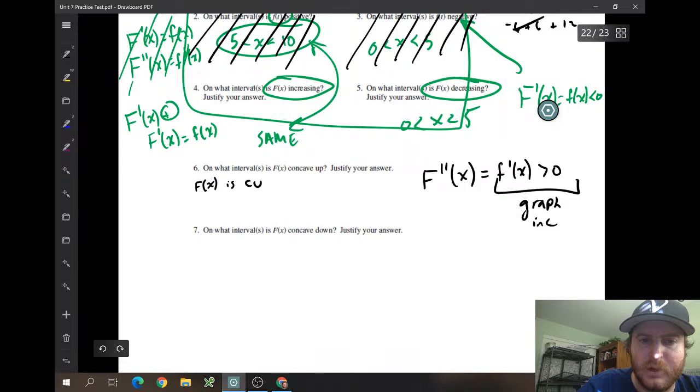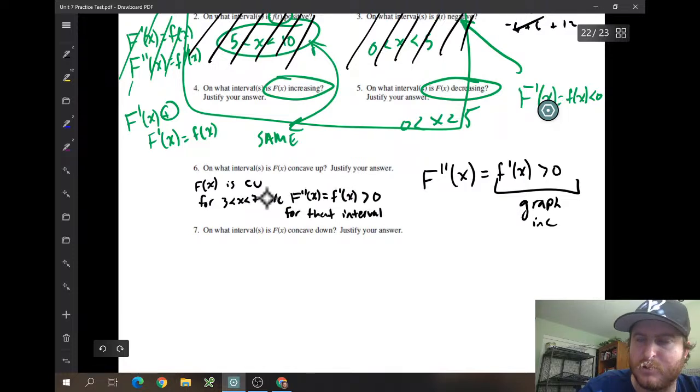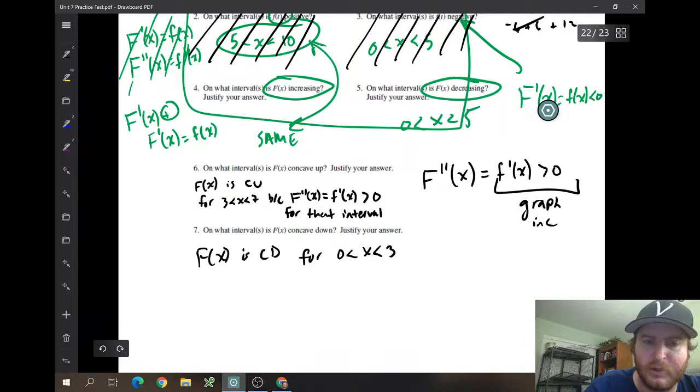Because, and then I like to do this, big F double prime of x is equal to little f prime of x is greater than 0 for that interval. So I always include both whenever I'm justifying these ones. And where is it concave down? Same thing, but just kind of the opposite. F of x is concave down when that graph was decreasing. So that's for 0 less than x less than 3, because big F double prime of x equals little f prime of x is less than 0 for that interval. Right, that's where the graph was going down.